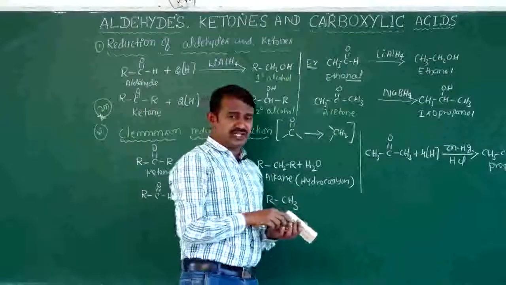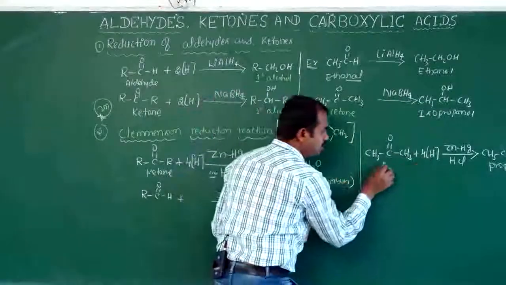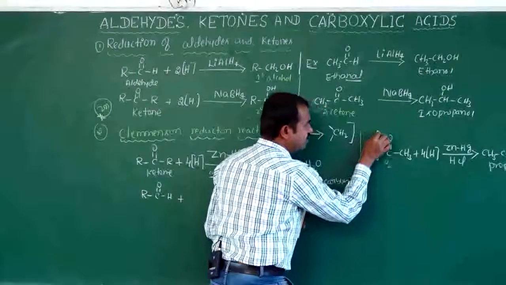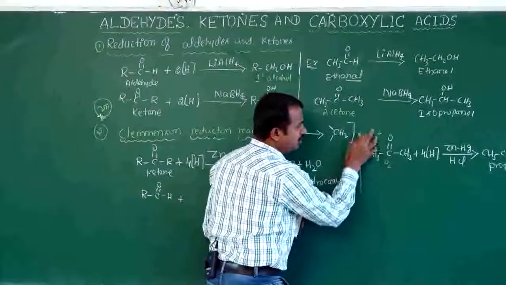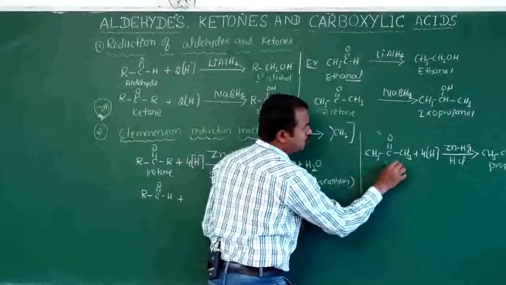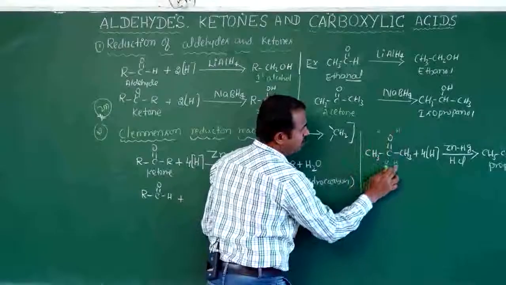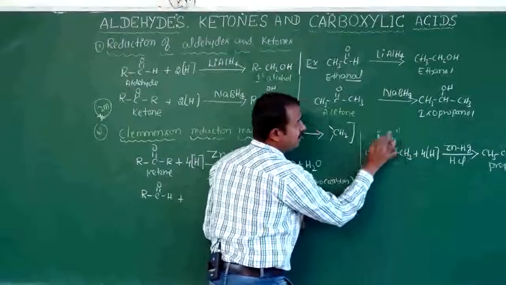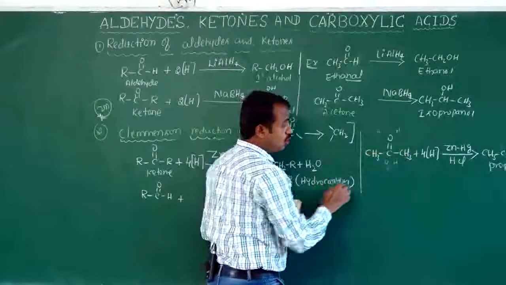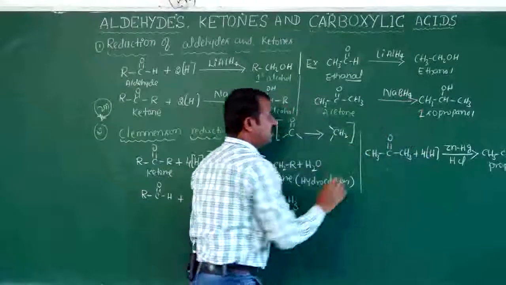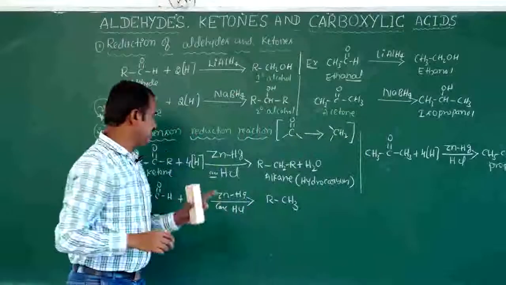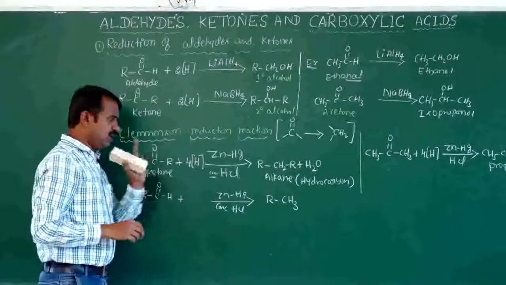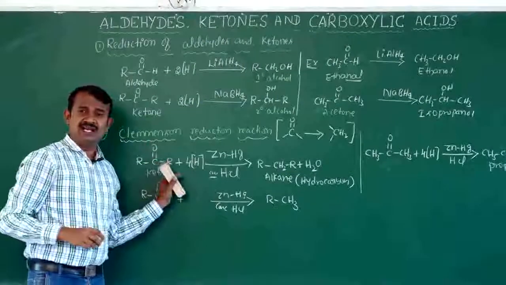Addition of hydrogen, listen carefully. How many hydrogen here? 2 hydrogen attached here, and 2 hydrogen attached here. Total how many hydrogen? 4 hydrogen: 1, 2, 3, 4. CH3 CH2 CH3 plus H2O. Okay, this is one of the reduction reactions called Clemmensen reduction. Very important: Explain Clemmensen reduction.